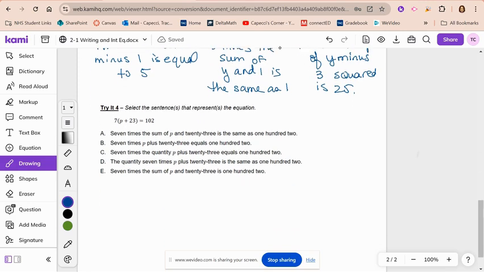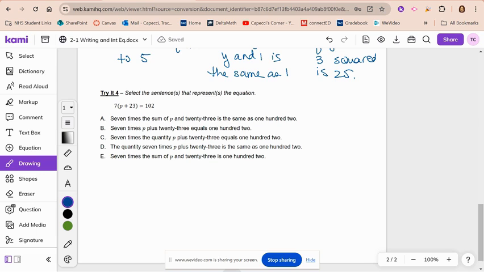Last one. We're going to select the sentences that represent the equation. So we have 5 different options. Let's see how many actually equal. This is 7, and then the big thing here is we have to realize this p plus 3, that's in parentheses. We have to make sure we group them, is equal to 102. So let's go one at a time. A said 7 times the sum, that works, of p and 23. That's the left-hand side, is the same as 102.